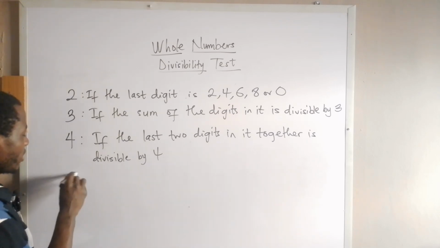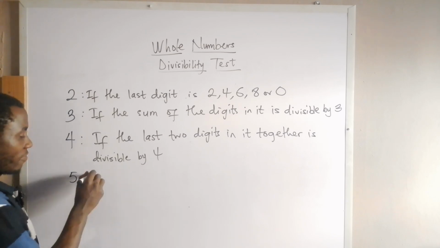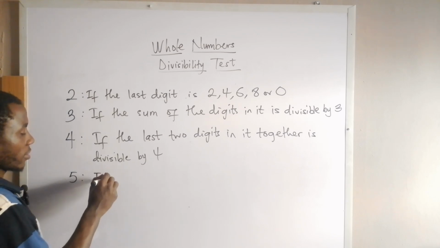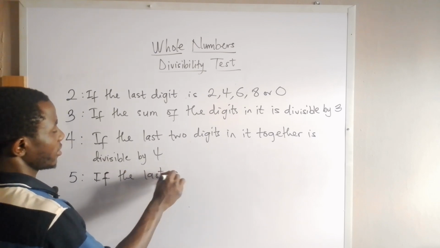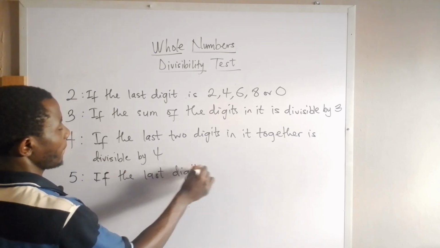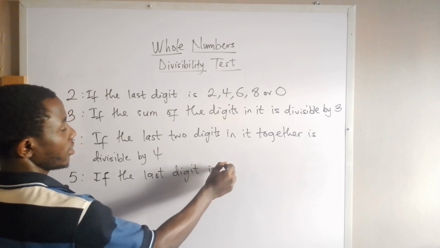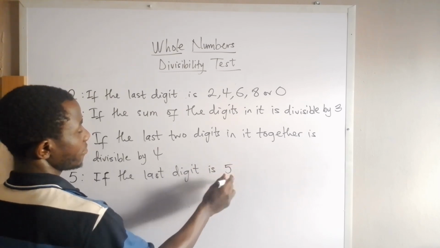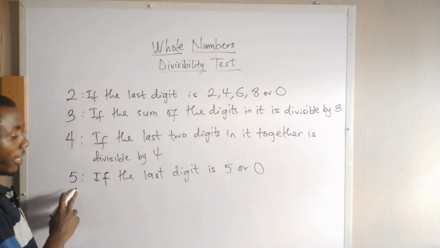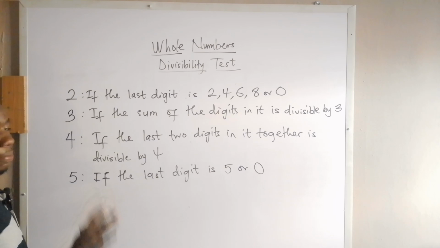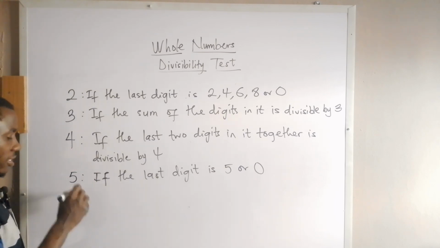So the next number is 5, and a number is divisible by 5 if the last digit is 5 or 0. So if the last digit in a number is 5 or 0, then that number is divisible by 5. And then moving forward, we have 6.